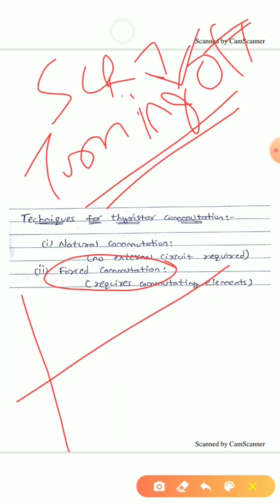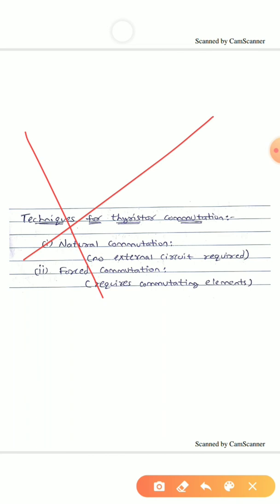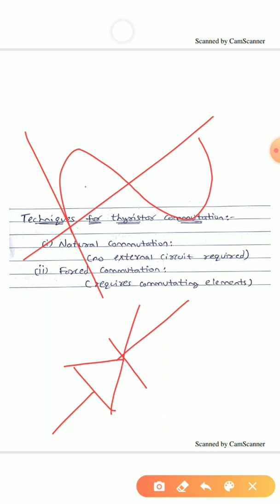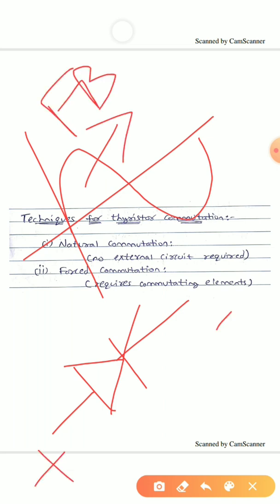Then let us discuss what is natural commutation. For example, if I am having an AC signal, and I am having a device, what will this device do? This device will get turned on. This is forward bias. That is, in the first half cycle, my device is forward bias because plus and minus will be in this manner. In the second half, it will be reverse bias. Reverse bias means this polarity will change. This will become minus plus. So in this instant, my switch will be off.